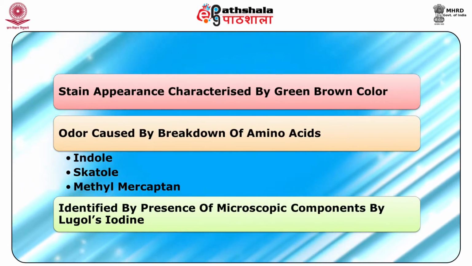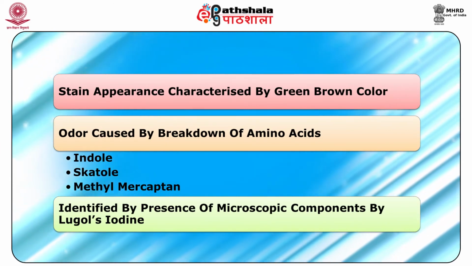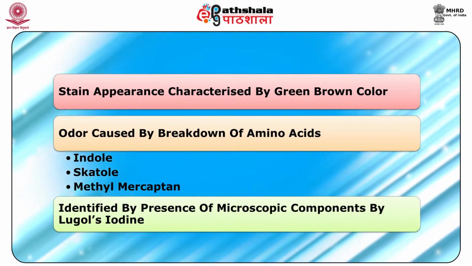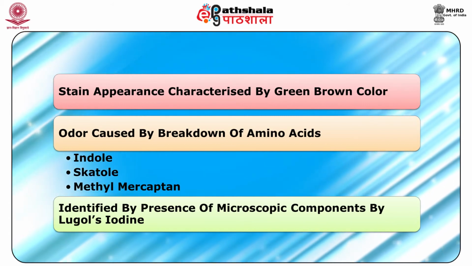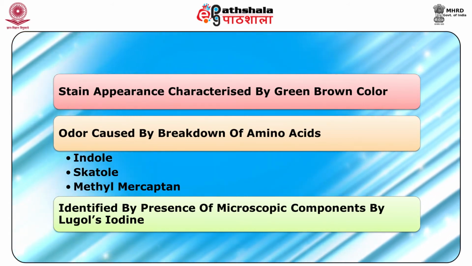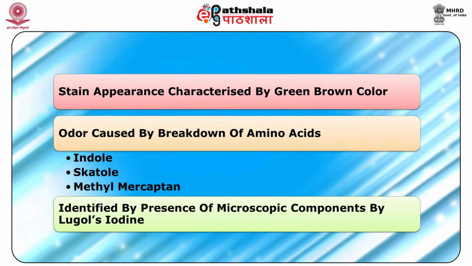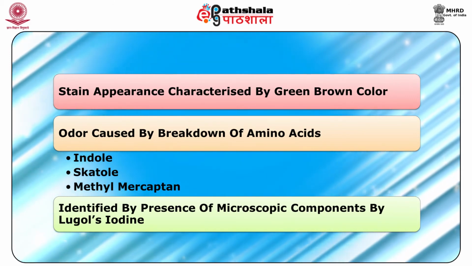Now, let us have an idea about the physical appearance of feces. Stain appearance is characterized by a green-brown color caused by bile pigments and their breakdown products. Odor is caused by breakdown of amino acids into indole, skatole, and methyl mercaptan by bacteria. It can also be identified by the presence of microscopic components of foodstuff by using Lugol's iodine.